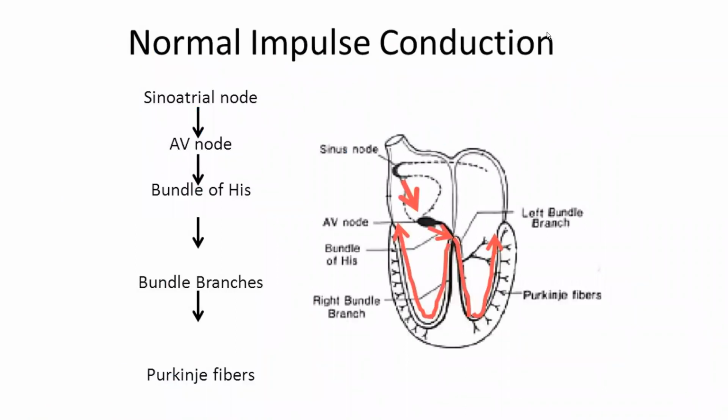Before talking about arrhythmias and drugs for arrhythmias, let me give a simple introduction to the conducting system of the heart. How does this conduction start, how does it proceed, and how does it end? This is the normal impulse conduction. It starts from the sinoatrial node, and next it passes to the atrioventricular node. Next it goes to the bundle of His, and then the bundle branches and Purkinje fibers. So this is the normal conduction system of the heart, starting with the sinoatrial node and ending with the Purkinje fibers.